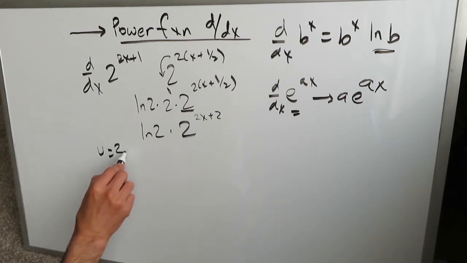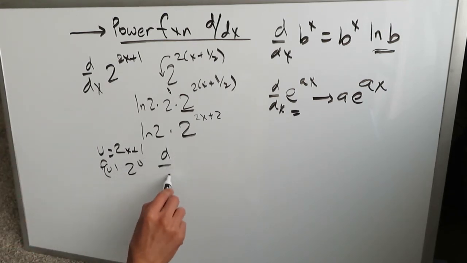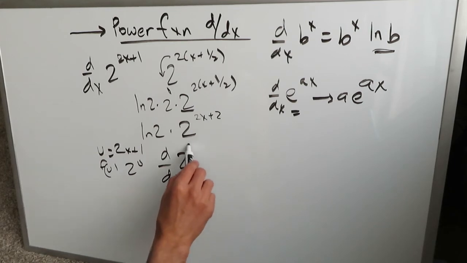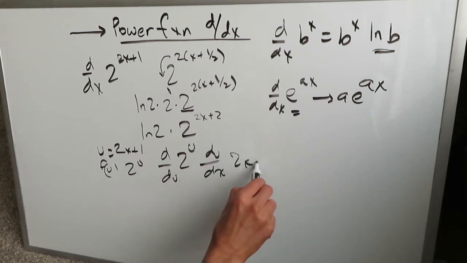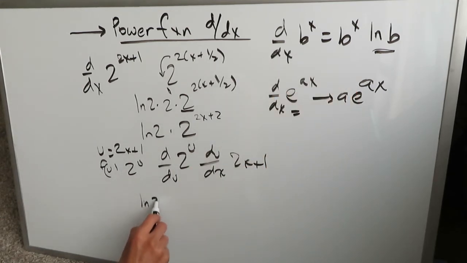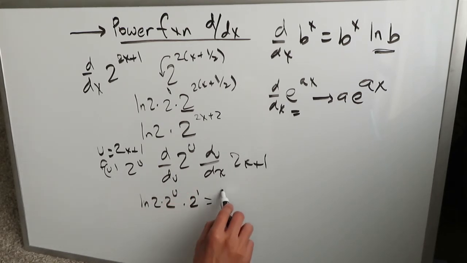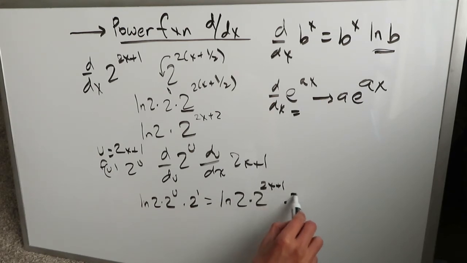If u is equal to 2x plus 1, then f of u must be equal to 2 to the power of u. Now you do your derivative using the chain rule. Derivative with respect to u and derivative of that u with respect to x. Derivative of this is going to follow this scheme over here. You'll have ln 2 times 2 to the power of u times the derivative of this, which is 2, and you know derivative is just 2 but to the power of 1. Now you have to resubstitute: ln 2 times 2 to the power of original 2x plus 1 times this 2 to the power of 1.